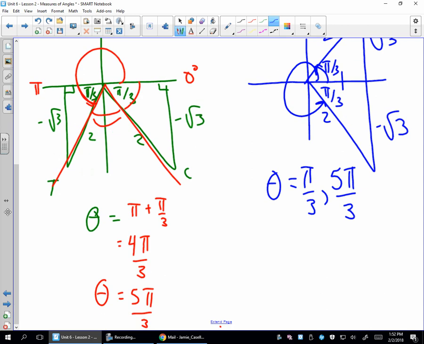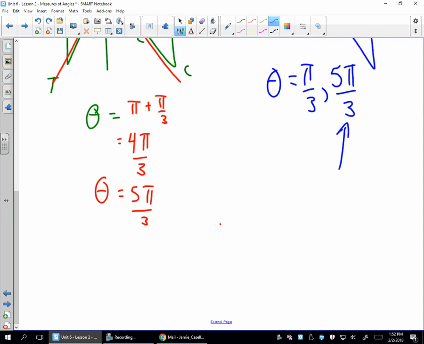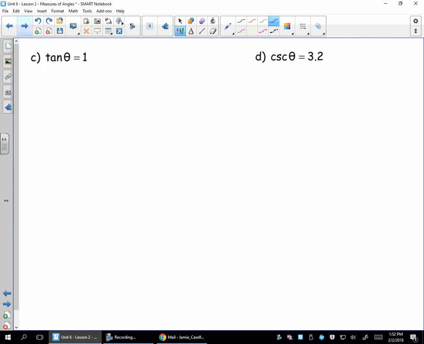Now, if you can't do that in your head yet, just do it like this. Okay, 2 pi is all the way around, and I stopped a pi over 3 before that. Okay, 2 more to try. Let's see if we can do these ones.